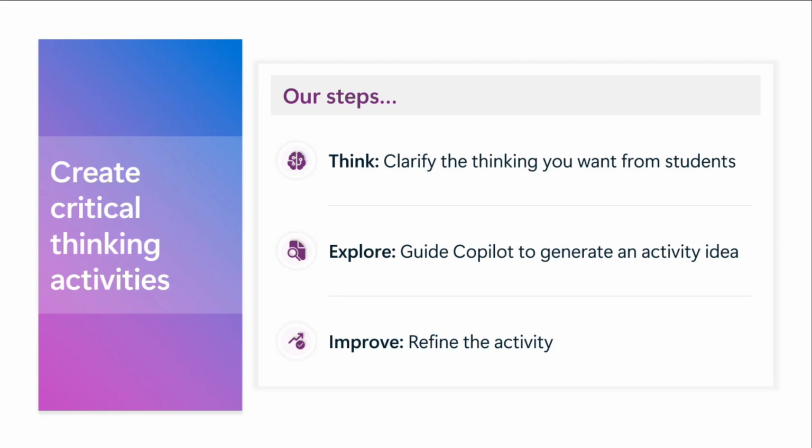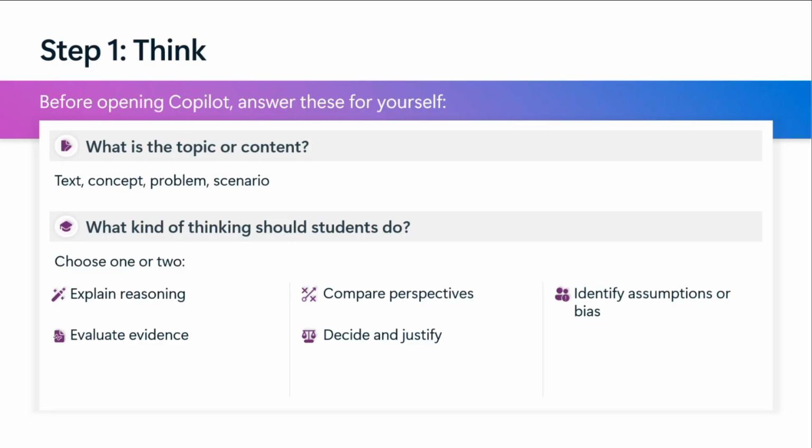First, clarify what thinking you want students to do. You want to engage in critical thinking, you want to engage in creative thinking, you want them to engage in communication. What kind of engagement do you want? Then ask Copilot to give ideas and then refine the activity. So these are the three pieces that you can take back to your class. And while you are thinking about it, you say, what is the topic or content? Please think of the topic first.